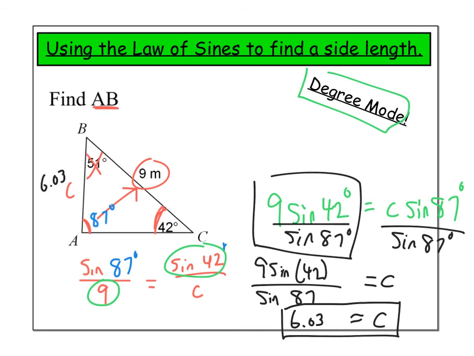Okay, and again, we didn't really have to use SOHCAHTOA because we don't have a hypotenuse. We don't have a right triangle here, so we can't use SOHCAHTOA.